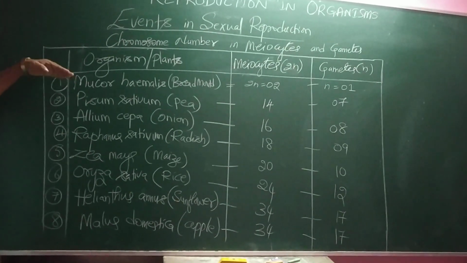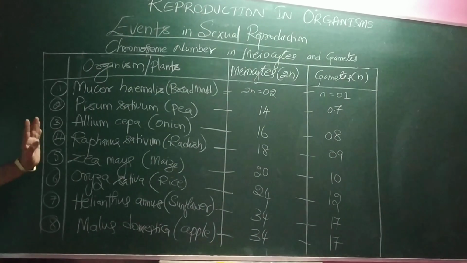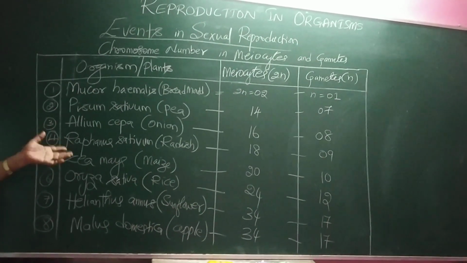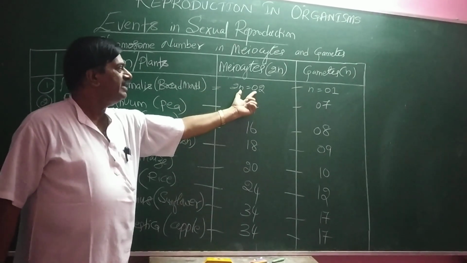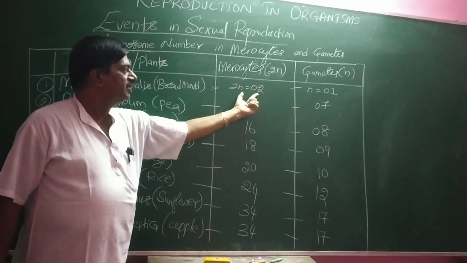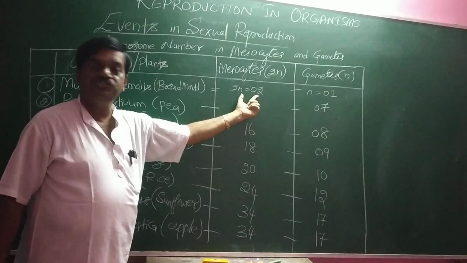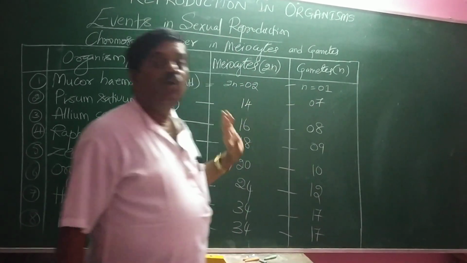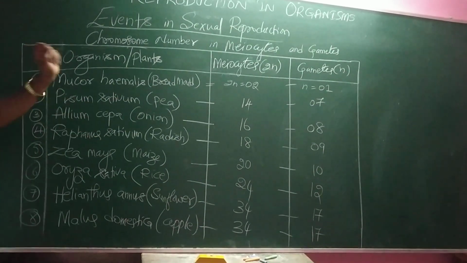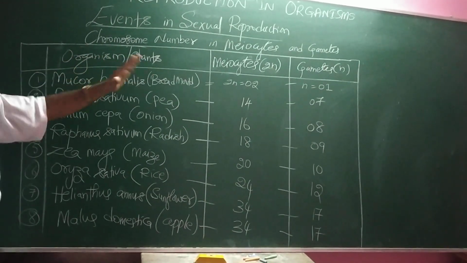First one is Mucor hiemalis. Mucor hiemalis is commonly called bread mold. In bread mold, the 2n number, the meiocyte number, is the least, which is 2, and the gametes produced here will have n equal to 1. So n is equal to 1 and meiocyte 2n is equal to 2.